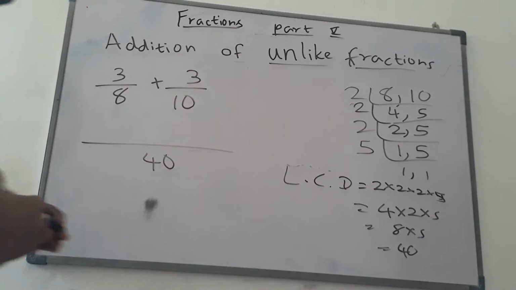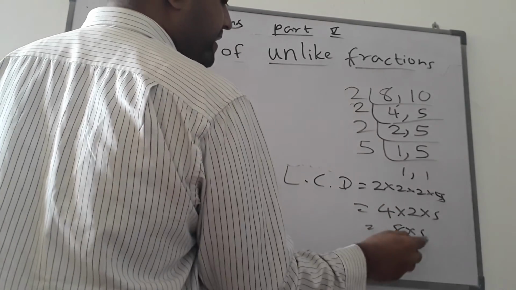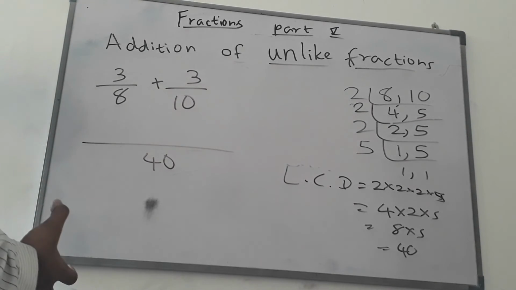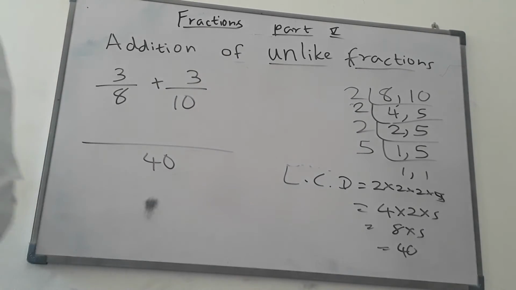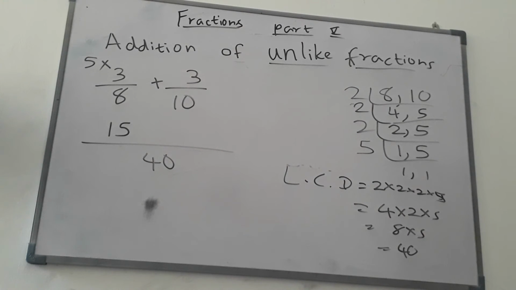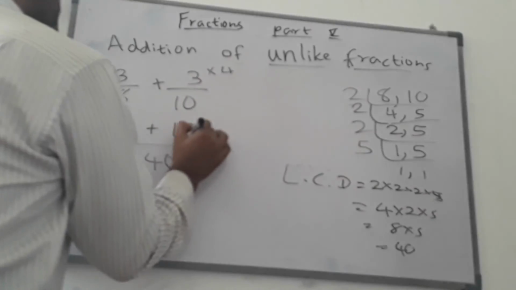Okay. Again, this common denominator is 2 times 2 times 2 times 5. 2 times 2 is 4, times 2 is 8, 8 times 5 is 40. Now we have to check how many 8s are there in 40. How many 8s? Tables. 8 times 5 is 40. So 5 times 3 is 15. Now we have to check how many 10s are there in 40. How many 10s? 4 10s. So 4 times 3 is 12. Now we have to add 15 and 12, altogether 27 out of 40. This is the answer.